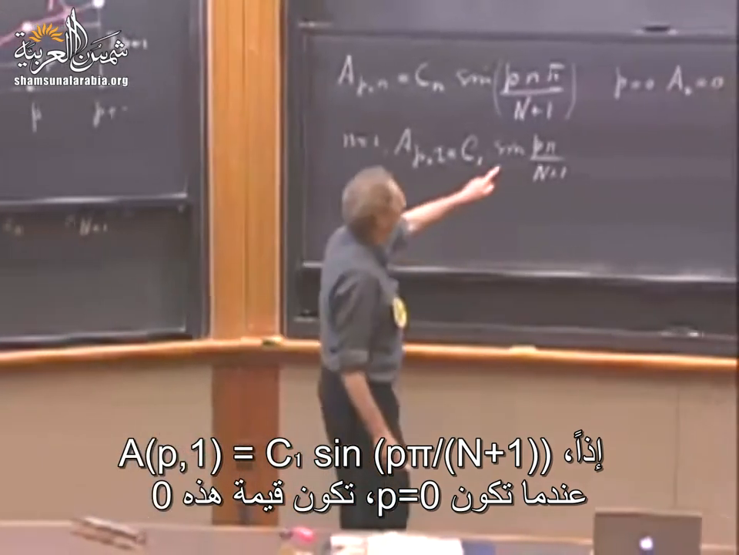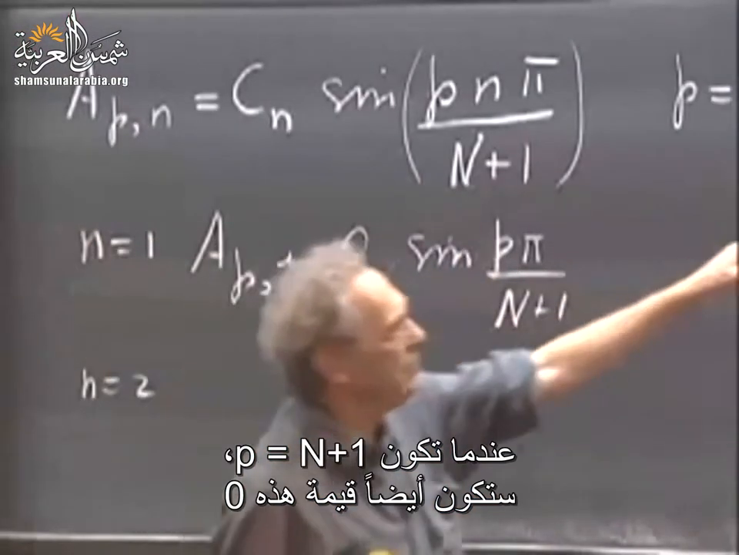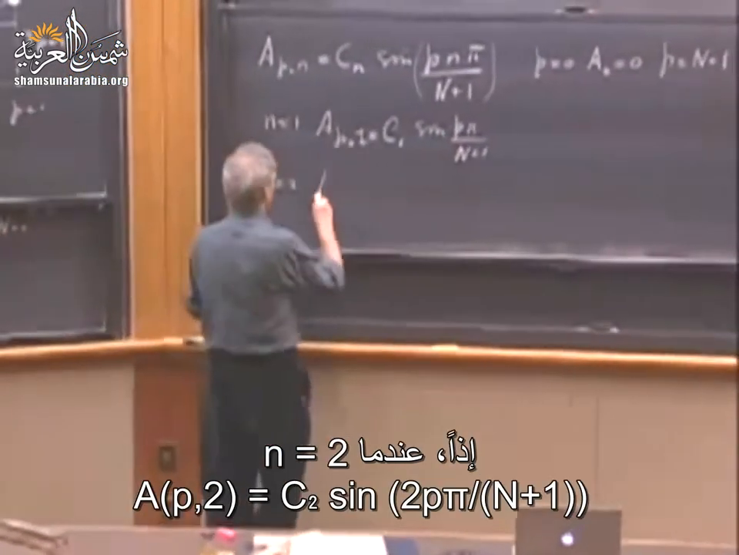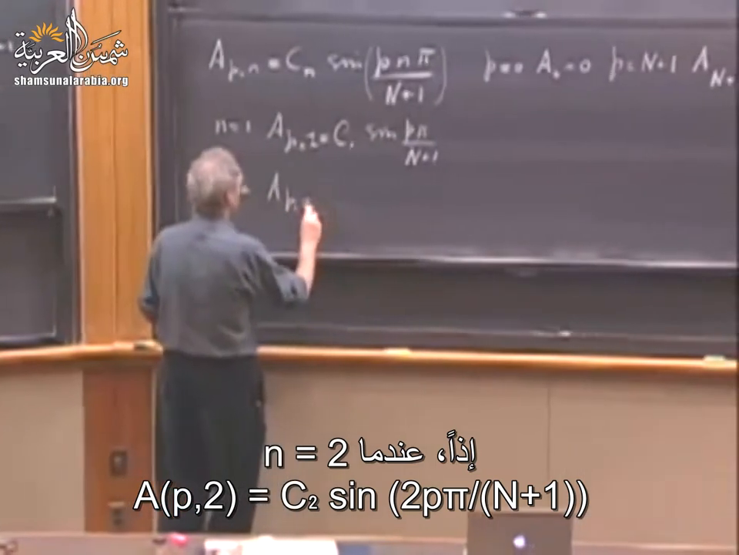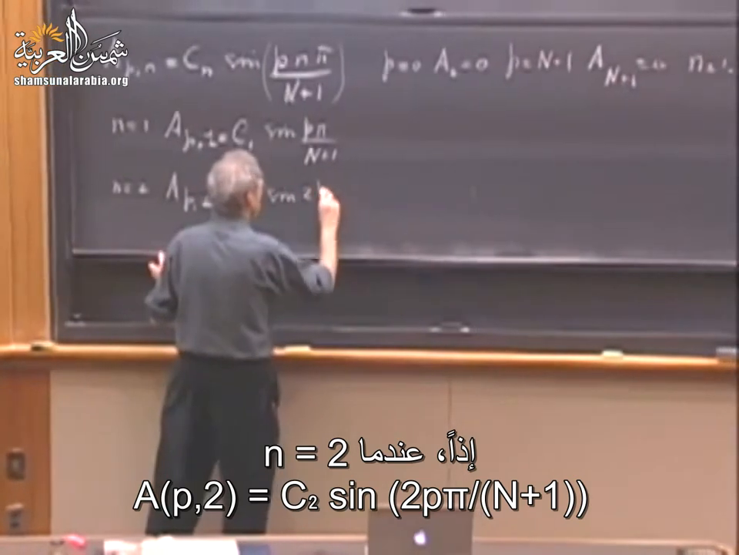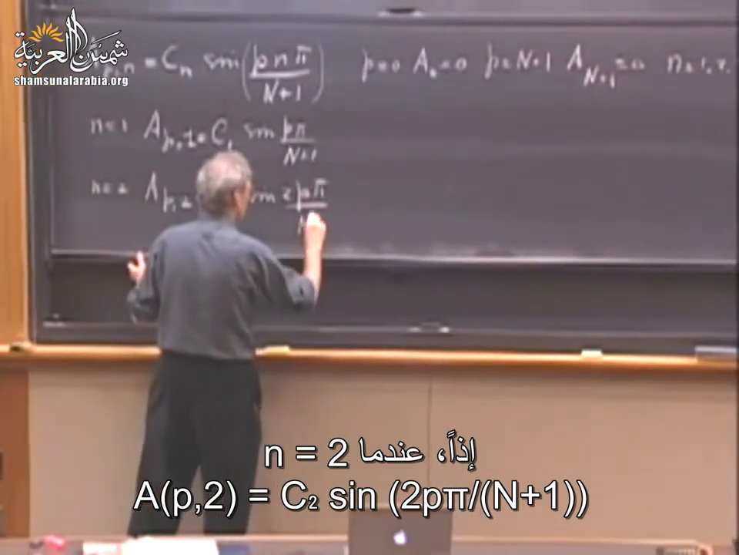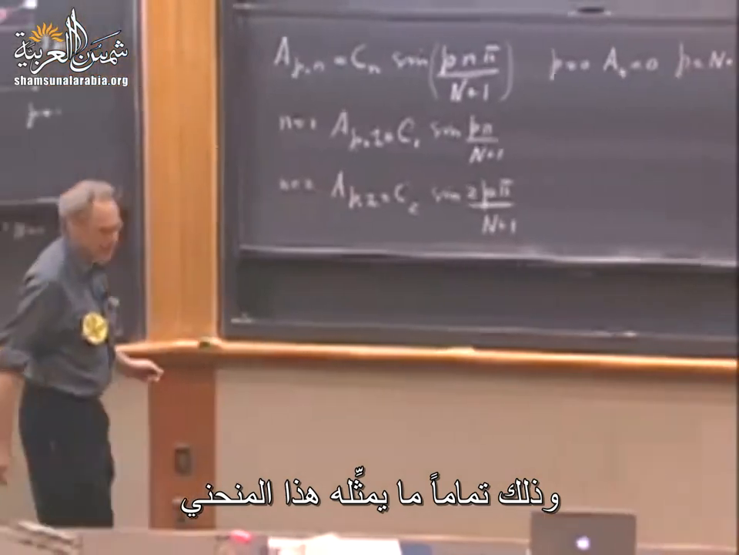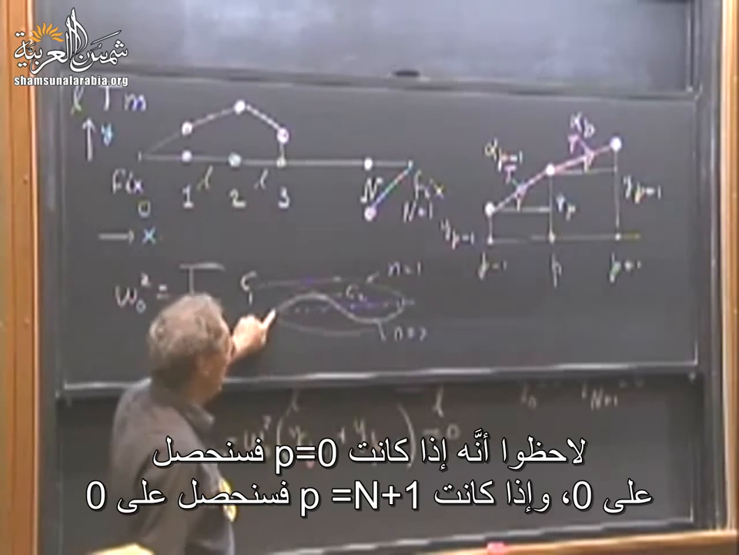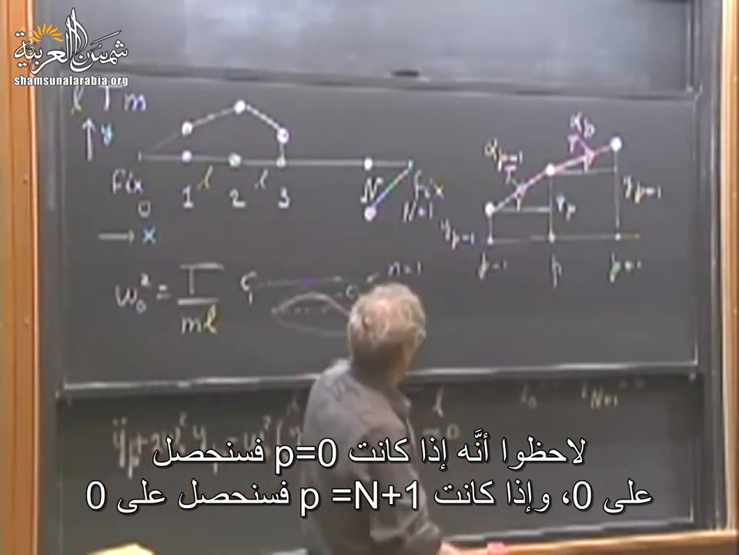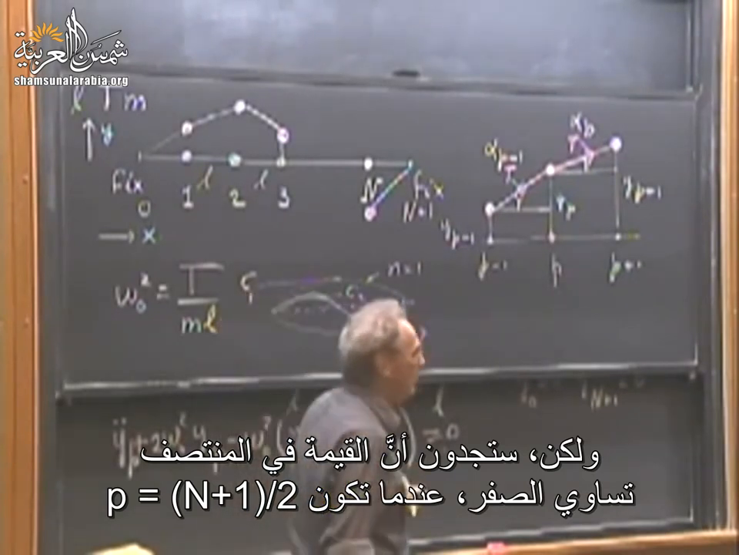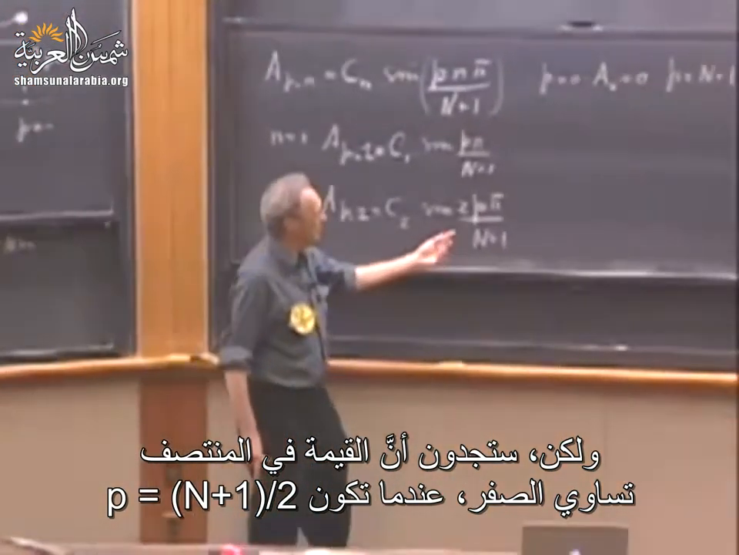So for particle number p, when p is 0, you see this goes to 0, and when p is N plus 1, this again goes to 0. So you see here that a_p in mode 2 is now C2 times the sine of 2p pi divided by N plus 1. And that exactly is this curve. Notice that if you put in p equals 0, you get a 0. If you put in p is capital N plus 1, you get a 0. But you will also find now a 0 precisely in the middle, when p is capital N plus 1 divided by 2.